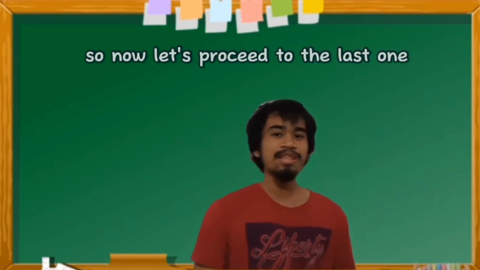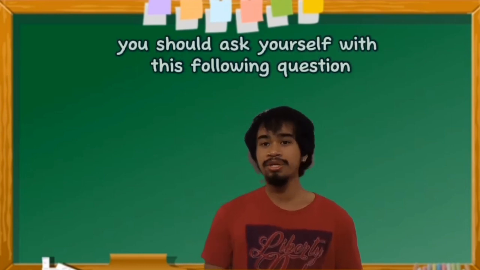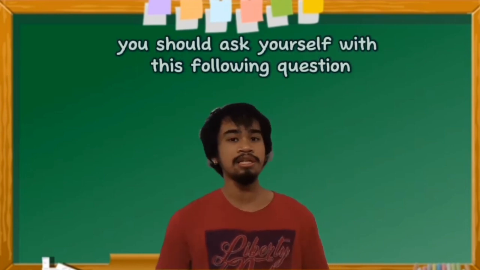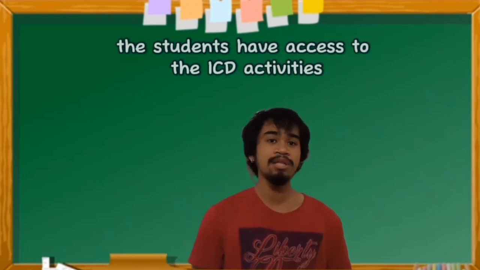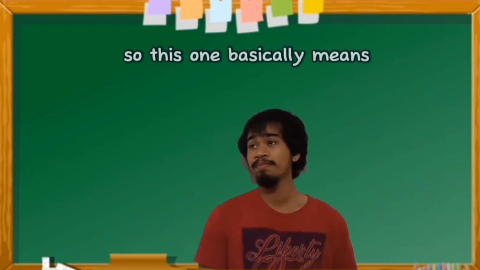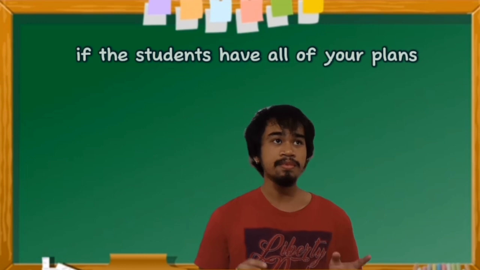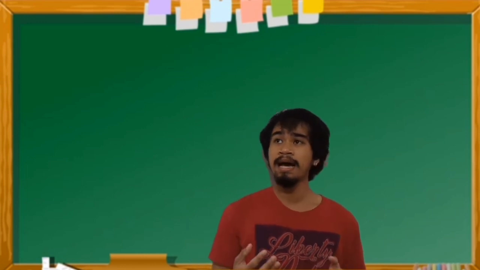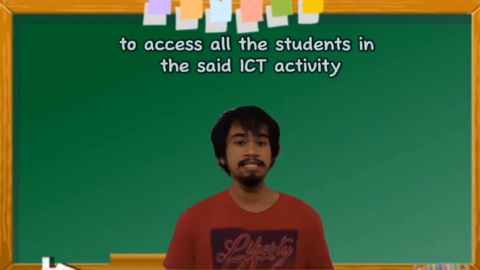So now let's proceed to the last one, which is after the instruction. After the instruction, again, you should ask yourself the following questions. The first one is: how do they ensure that all the students have access to the ICT activities? This basically means you should ask yourself if all of your plans went according to plan, which is for all the students to access the said ICT activity.